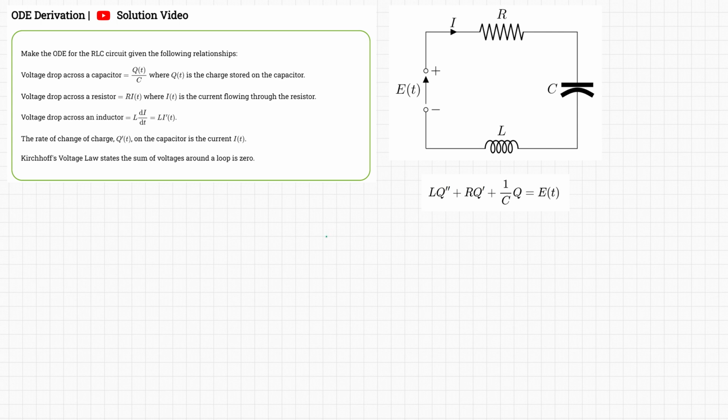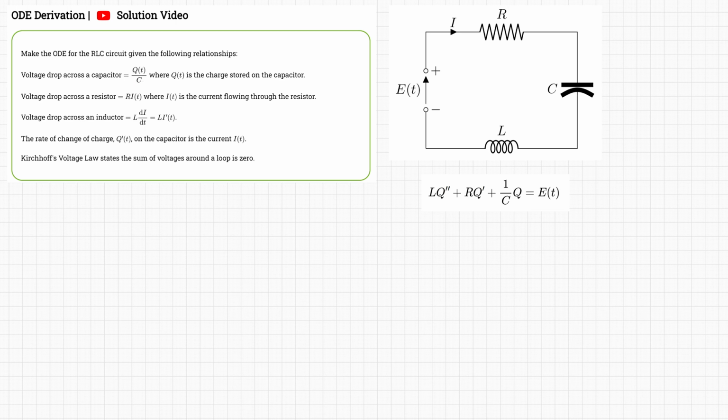So how do you derive the equation for this RLC circuit from all these different facts about the circuit components and others? So this is to make the ODE for the given RLC circuit. So we're told a few things.